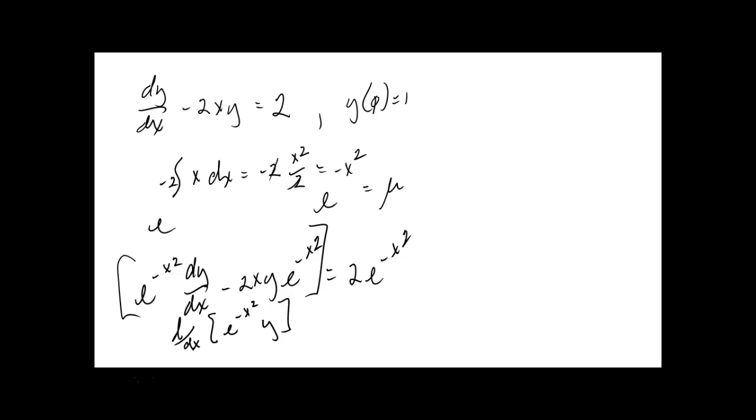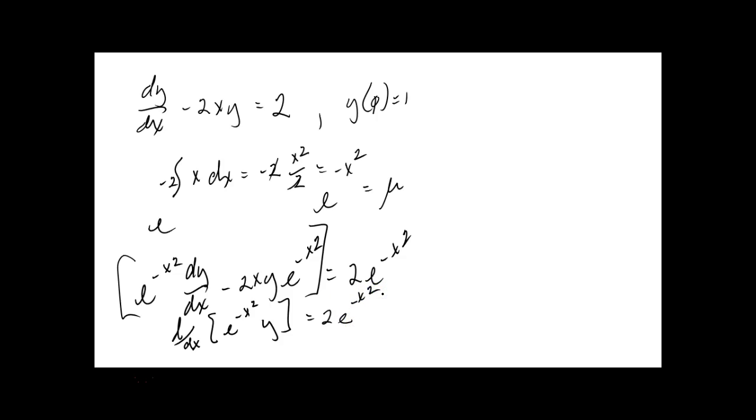Well, it's the first times the derivative of the second, plus the second, which is the y, times the derivative of the first. So the derivative of the first is e to the minus x squared times chain rule of minus 2x. Yes, that is exactly what we've got here. And this is equal to 2e to the minus x squared.